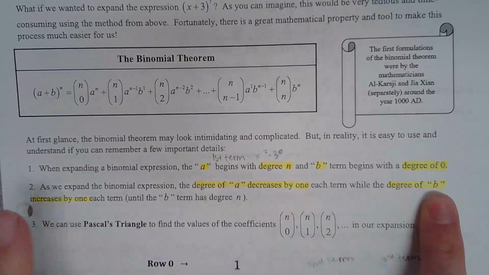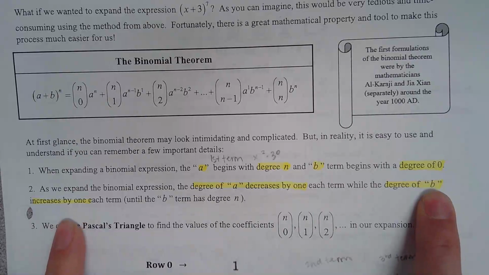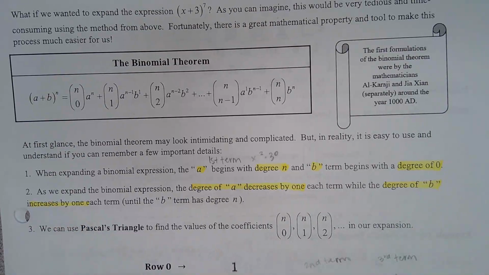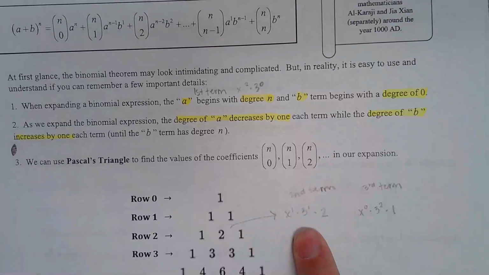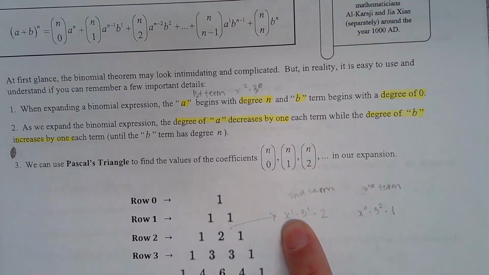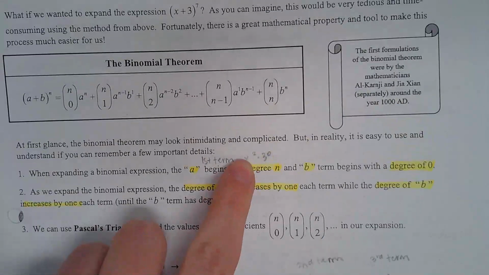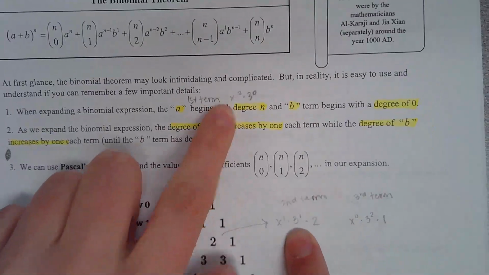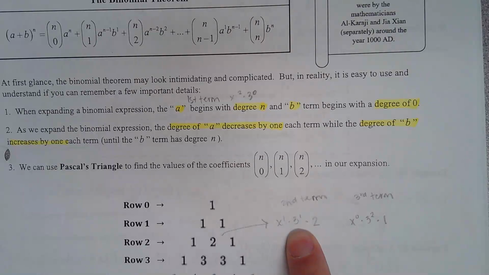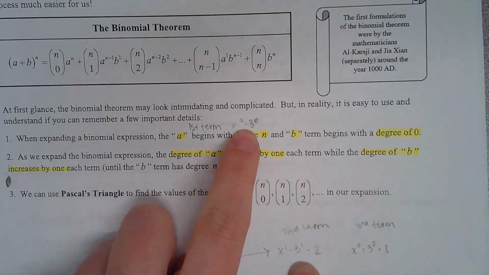From there, each term after that, the degree of A is going to decrease by 1. The degree of B will increase by 1. So for our second term, I'm going to skip down a little bit. Our second term, instead of x squared, we'll have x to the first. We went down 1 degree from here. And then times 3 to the first power instead of 3 to the 0 power.